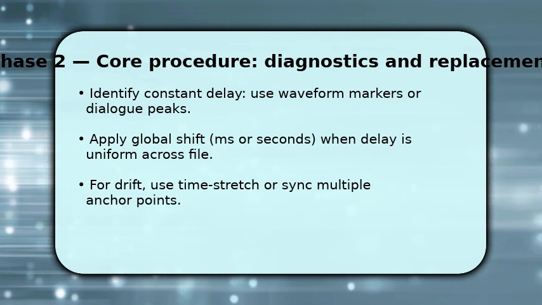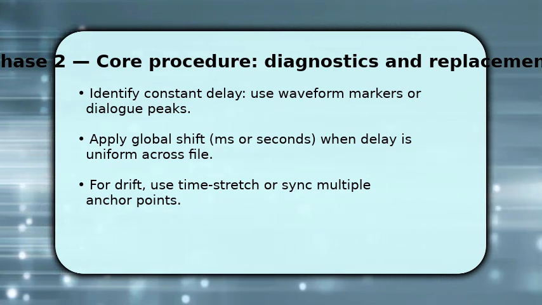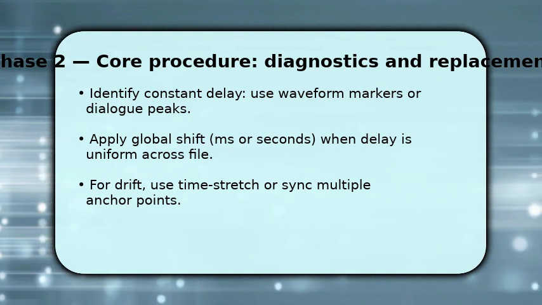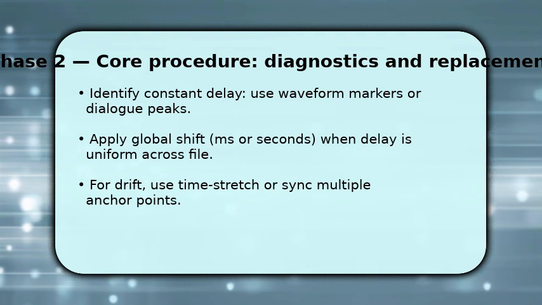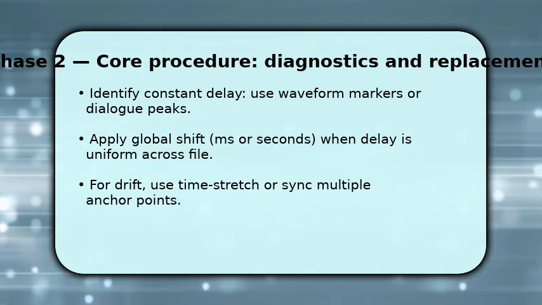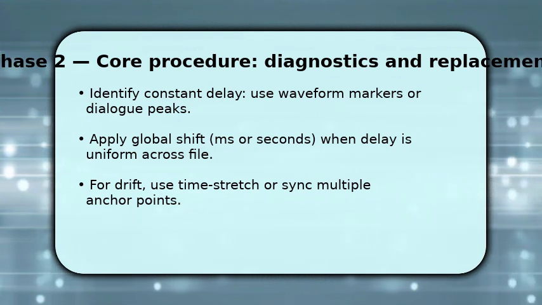If every line is late by the same amount, apply a global shift in milliseconds or seconds. This is quick and precise. If subtitles drift over time, use time stretch or resync tools and lock multiple anchor points, because that adjusts timing across the entire timeline while preserving reading windows.